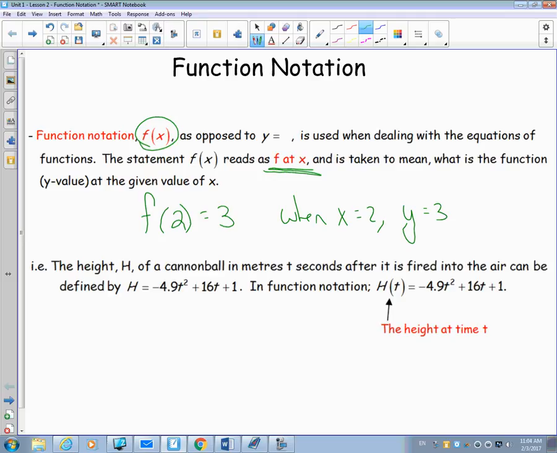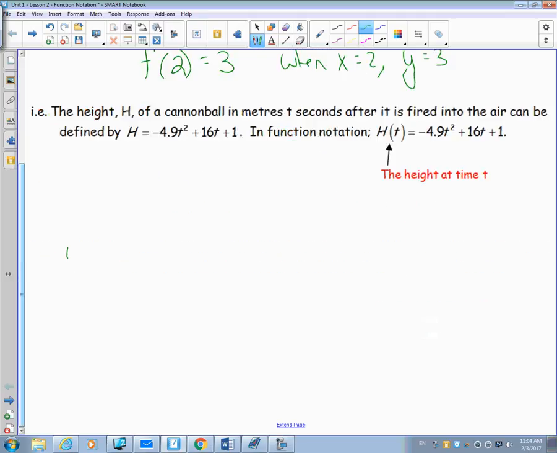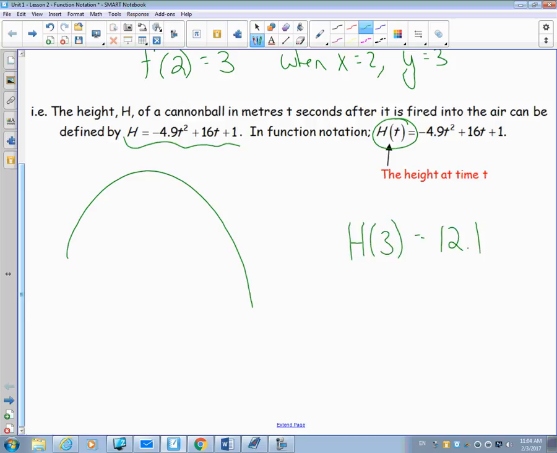So from a previous course, last year we looked at quadratics. We talked about the height of cannonballs over time, and we would get an equation that looked like this. The height equals... Our function notation now is going to use h(t), so the height at a certain time, t. It saves us time: instead of writing out words, we can use notation. So if I said something like h(3) equals 12.1, I'm saying after 3 seconds, the cannonball's at a height of 12.1 meters. It just saves us that time.